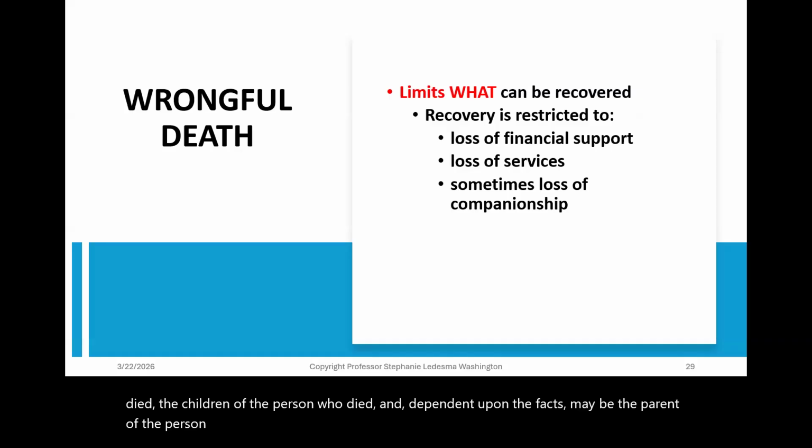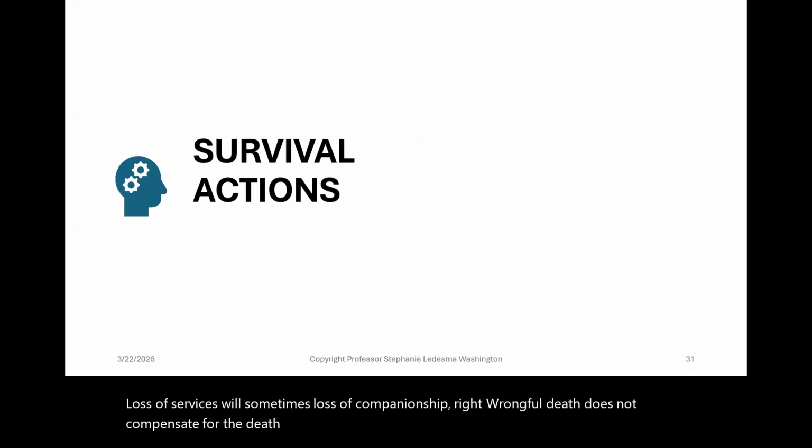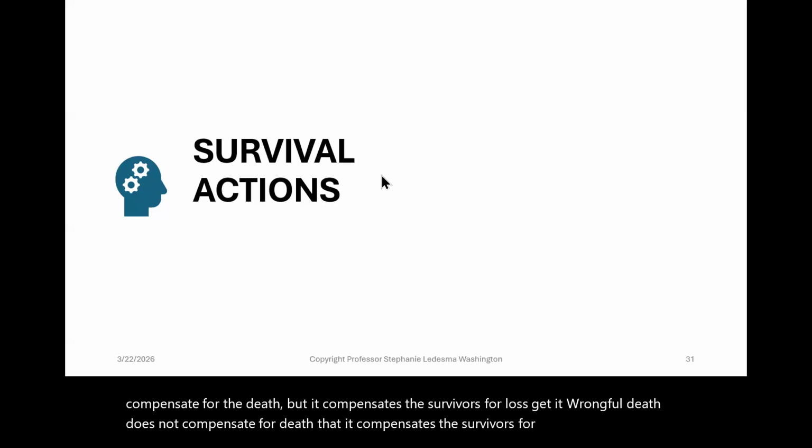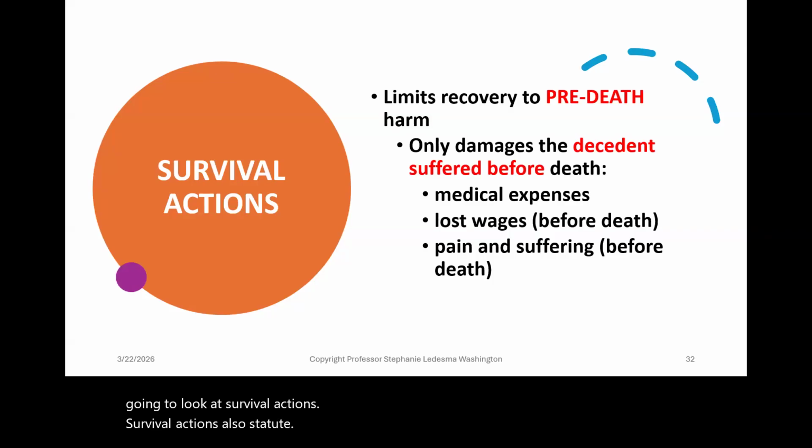Okay. What can be recovered? Loss of financial support, loss of services, sometimes loss of companionship, right? Wrongful death does not compensate for the death, but it compensates the survivors for loss. Get it? Wrongful death does not compensate for death, but it compensates the survivors for the loss. Now, we're going to look at survival actions. Survival actions, also statutes. Survival actions limit the recovery to pre-death harm.